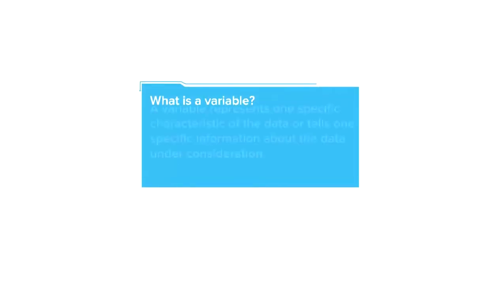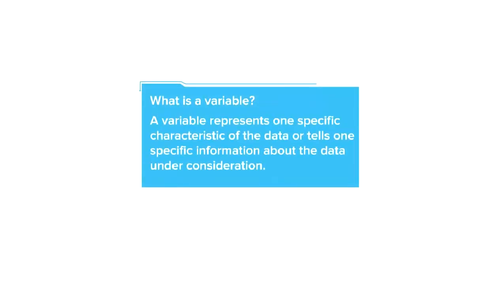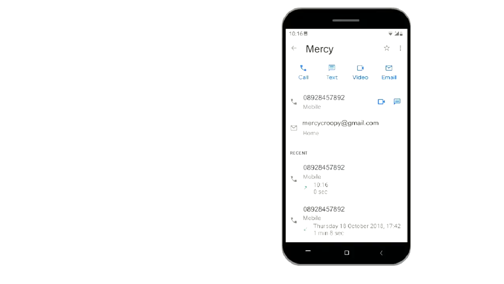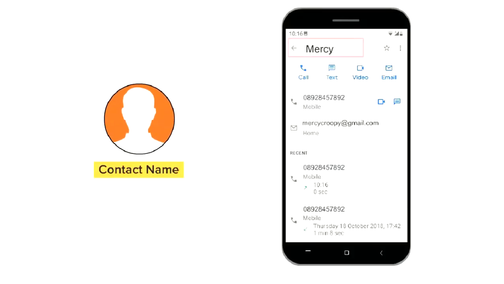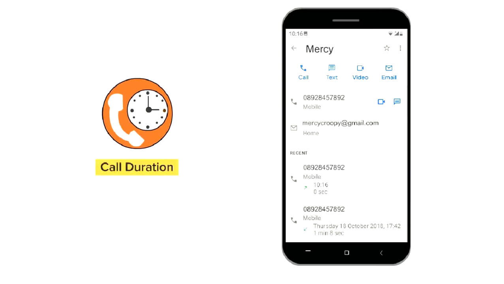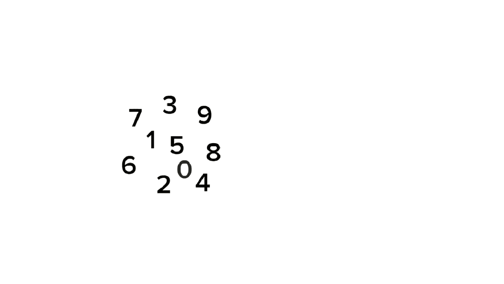So what is a variable? A variable represents one specific characteristic of the data and tells us specific information about the data under consideration. In the above example, contact name variable tells us the name of the person to whom the call was made. Similarly, call duration variable tells us the duration of the call. A variable can take any value like numbers or characters.